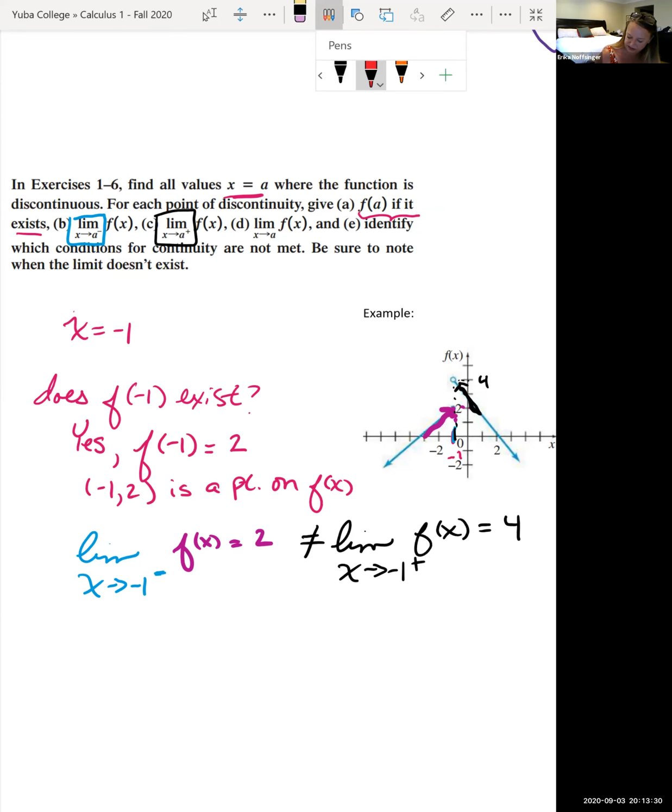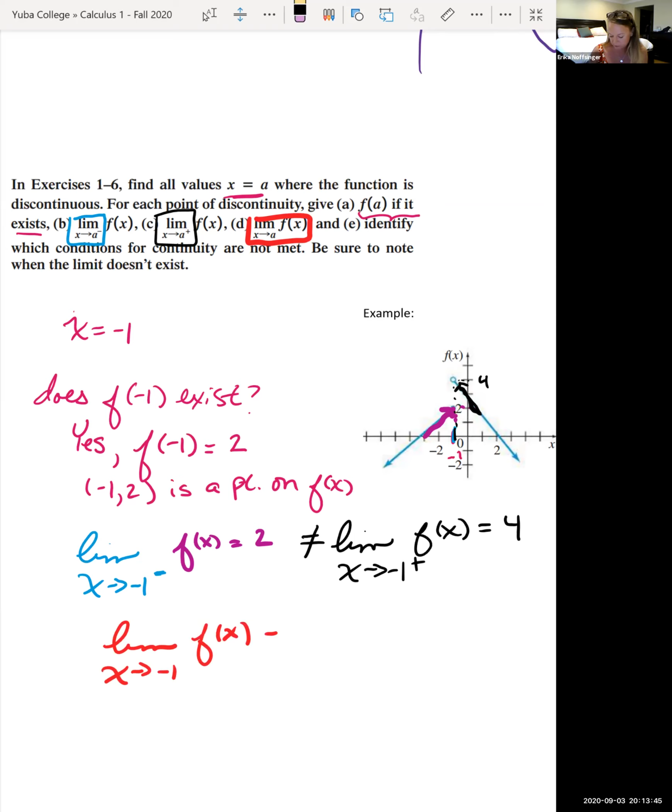And so we talked about in order for a limit to exist, the left and the right had to be the same. We can talk about left-hand limits and right-hand limits like we were talking about before, but in this case, the limit itself doesn't exist. Okay, so from there, you want to identify which condition or conditions for continuity are not met at x equals -1.